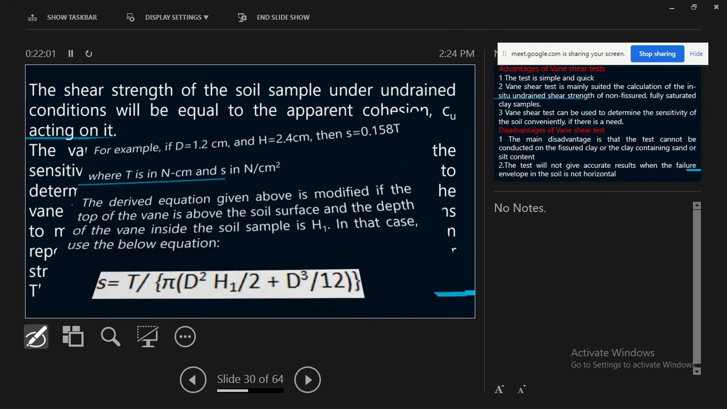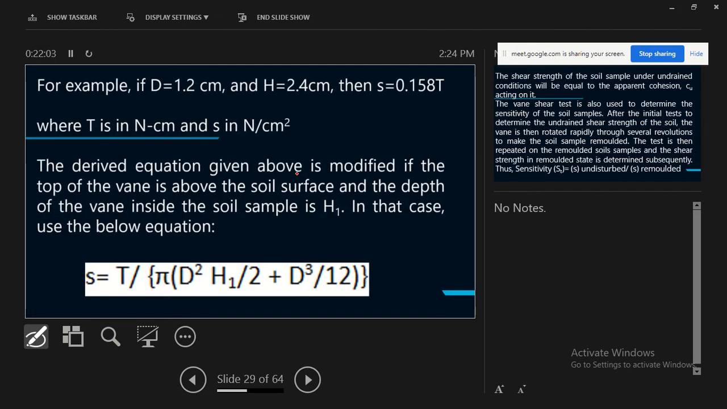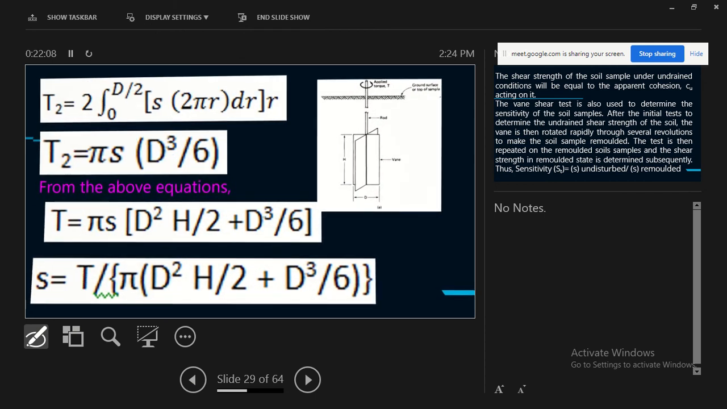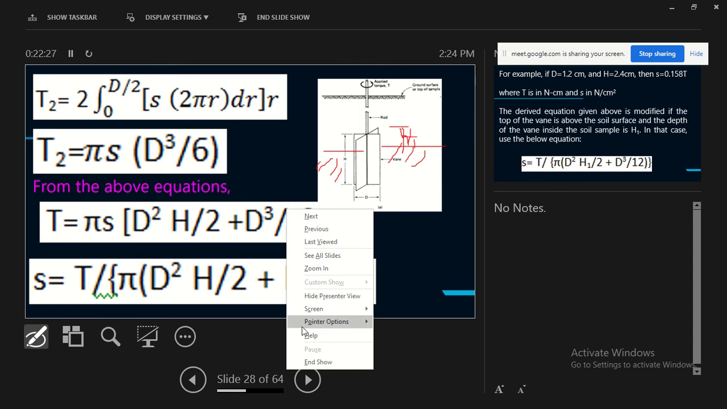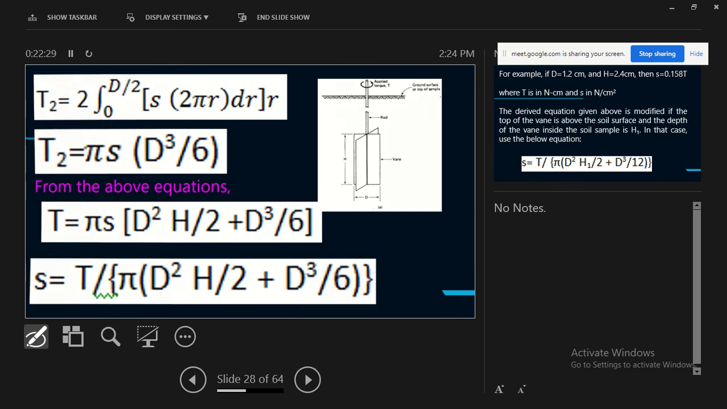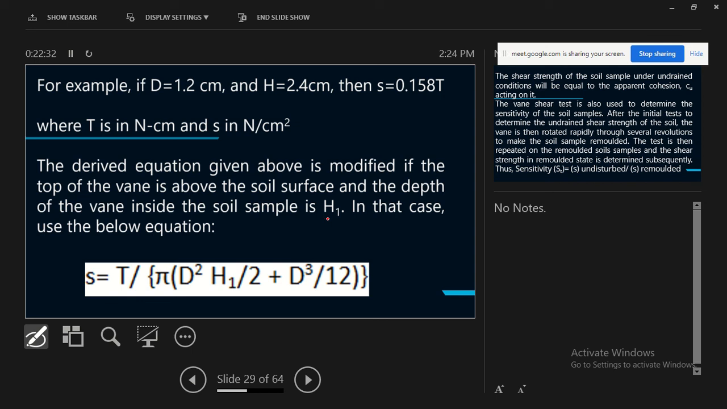And the derived equation above is modified if the top and bottom, for example, if the vane shear is not completely submerged into the soil, so this is H1. For some reason this might happen, then this is the correction you have to apply. So you have to make some correction if the vane shear is not completely submerged into the material.